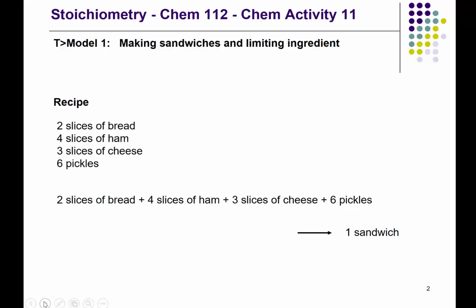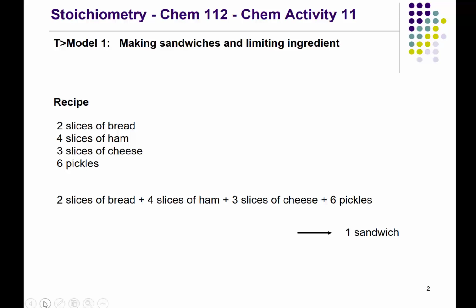What we need to do, first of all, is go to our pantry and our refrigerator and figure out, well, how much bread do we have? How much ham? How much cheese? How many pickles? Do we need to go to the grocery store and get some of these things? So at this stage, we have no idea how many sandwiches we can make.